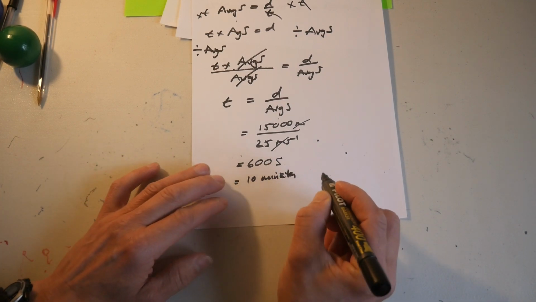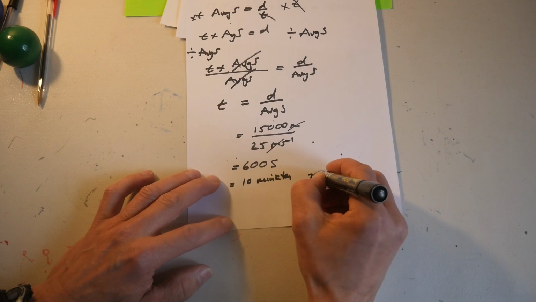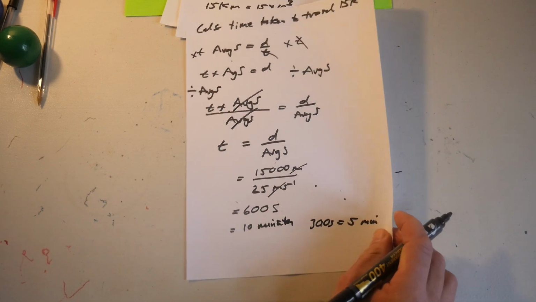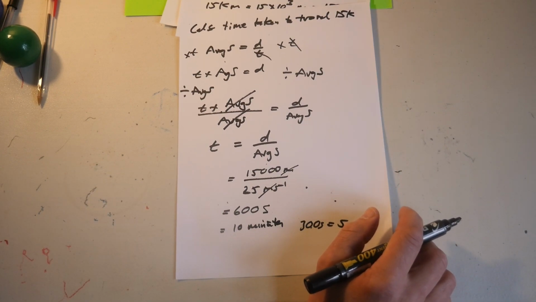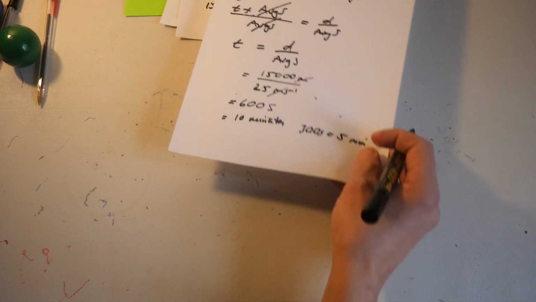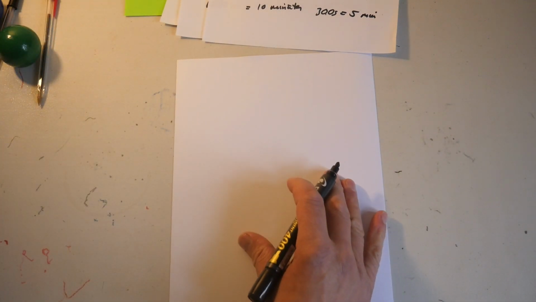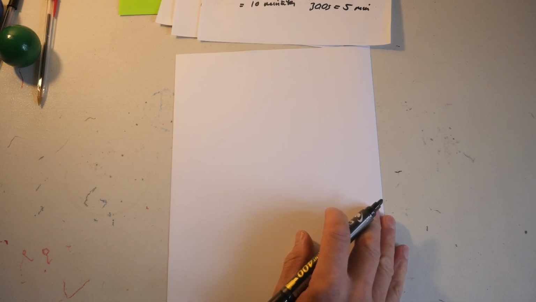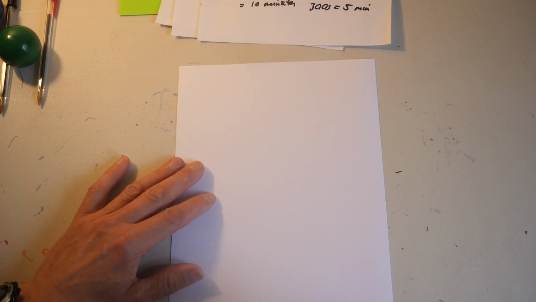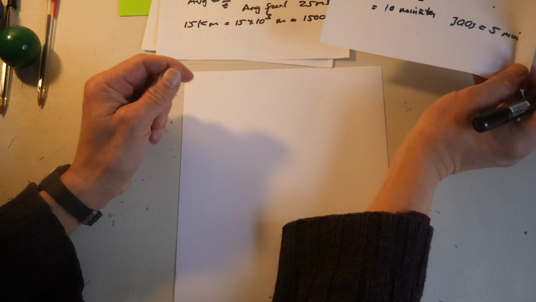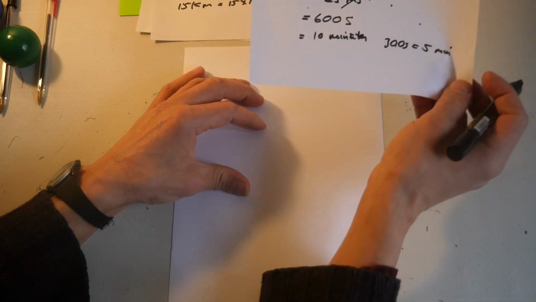Okay, there are 300 seconds in 5 minutes. Okay? So, right, if you have any questions, ask me. Right, those are two examples. You could do another one where we worked out the average speed, we worked out the time. You could work out distance, but I won't do one at the moment.